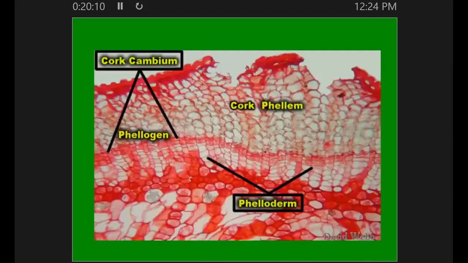Here's another image where you can see again, the cork cambium. Some older texts will call it phellogen. I don't really want you to learn that term. Learn it as cork cambium. And then the cork cells, and then the parenchyma cells. Okay, so it's just this other next layer.